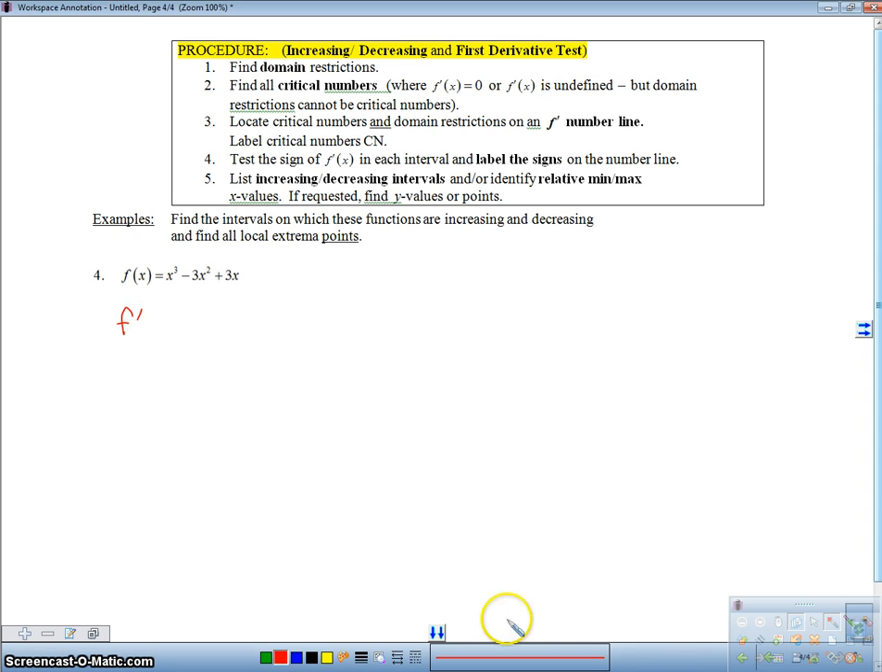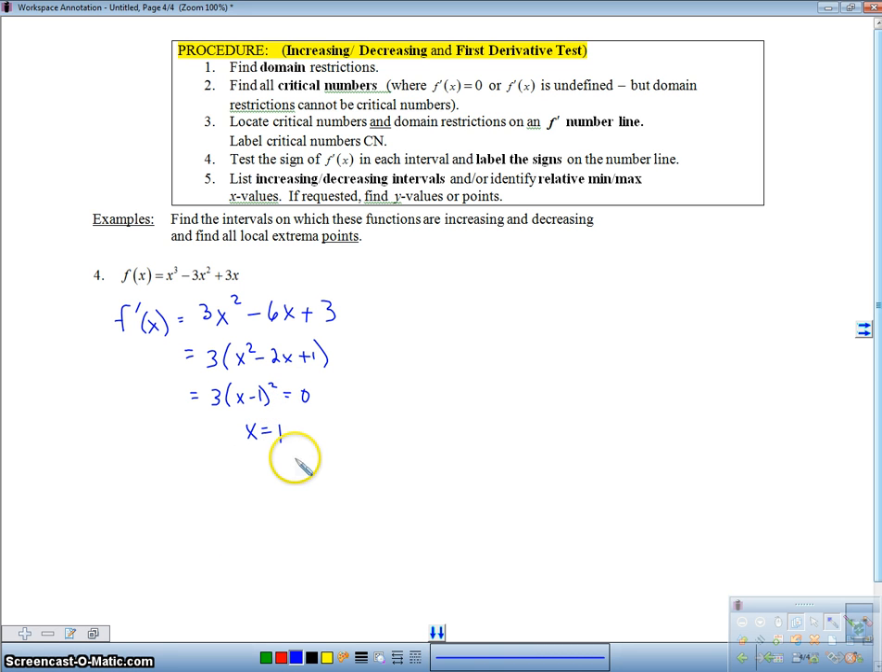Notice this is a polynomial, so we don't have any domain restrictions. So we'll take the derivative. We get 3x squared minus 6x plus 3. We'll go and factor the 3 out, and that'll give us 3 times x minus 1 squared. We'll set that equal to 0, and we'll get 1. So we've got one critical number right here at x equals 1.